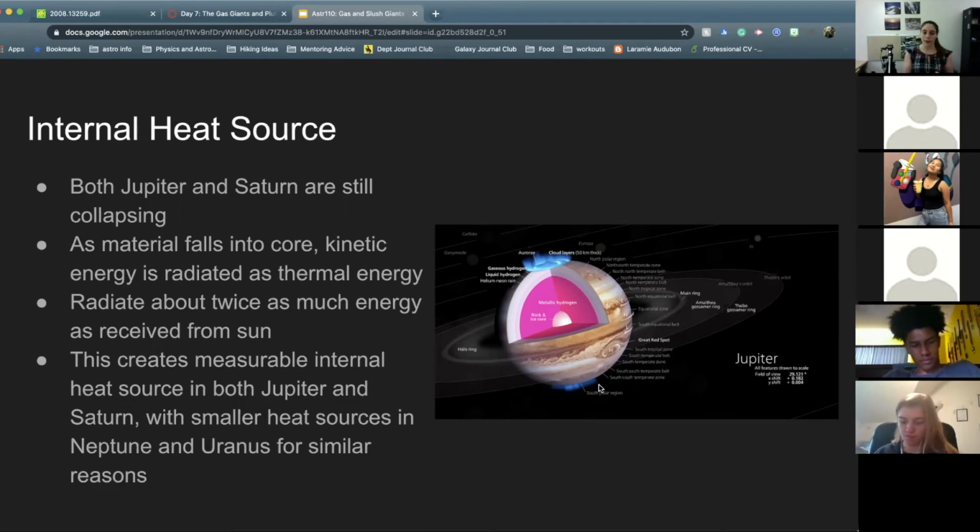All four outer planets have this occurring, so all of them have some form of internal heat source from this collapsing, but the heat sources in Jupiter and Saturn are larger than in Uranus and Neptune, mostly because they're bigger, so there's more stuff to collapse.